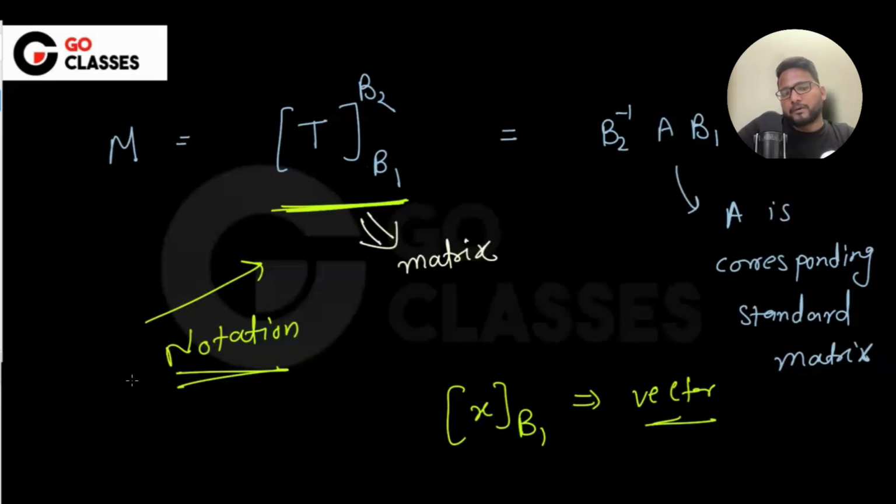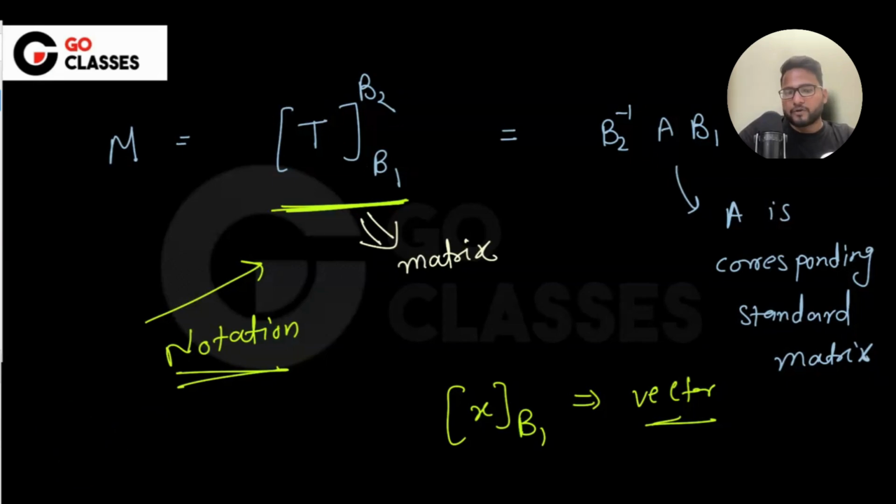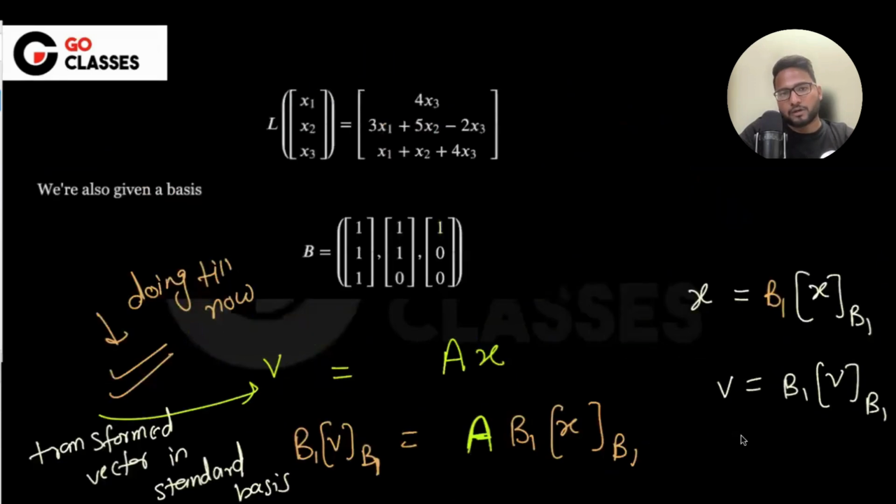Understood? Anyway, just tell me, is this a vector or matrix? This is a transformation of x, which is a vector. Again, this is just a vector. Okay. Anyway, cool. Understood? Now you know how to approach from one basis to another. Now let's just solve this question.